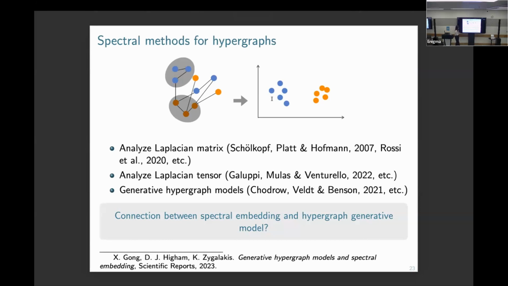and Benson. They proposed a kind of stochastic block model, a generative hypergraph model, and I think Rubén is going to have his model coming out soon, so I'm really looking forward to it. So can we also say something about the connection between spectral embedding and the hypergraph generative model? This is based on joint work with Desmond Higham and Konstantinos Zygalakis in Edinburgh.